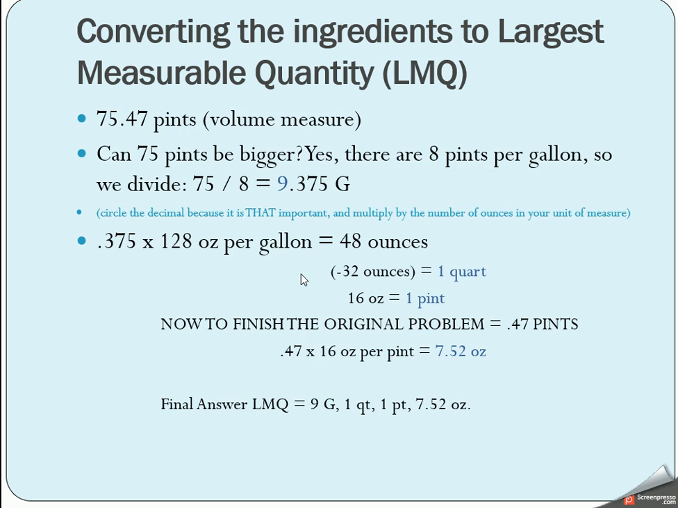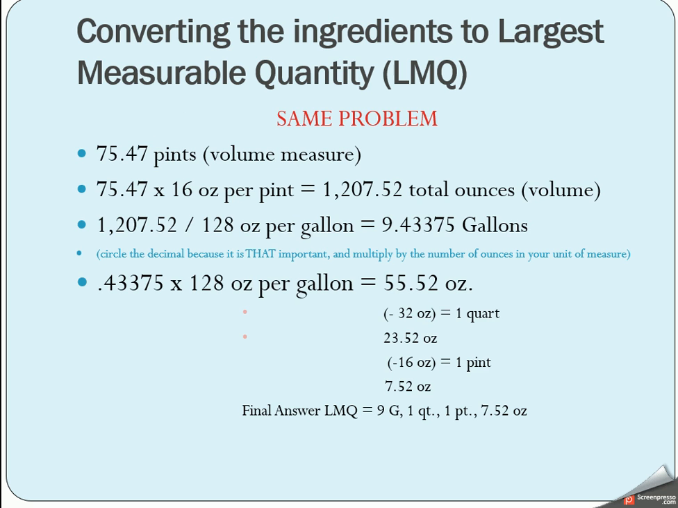But wait, there's more. Same exact problem. So if I wanted to, I could take the entire problem, all 75.47 pints of it, and multiply 75.47 by 16 ounces per pint. When I do that, I end up with 1,207.52 total ounces. If I take that number, my total ounces, and divide it by my gallon, 128 ounces, I end up with 9.43375 gallons. I need to circle the decimal point because it's that important, and multiply by the number of ounces in my unit of measure.